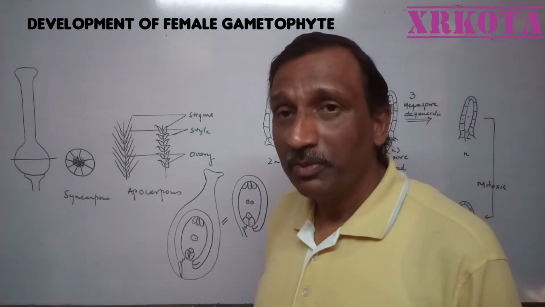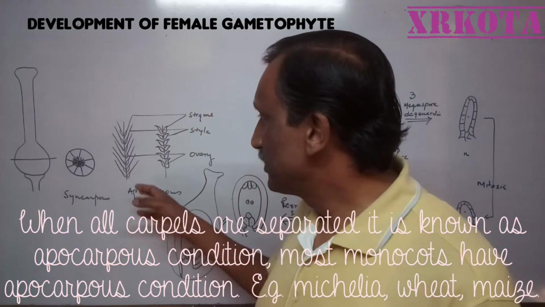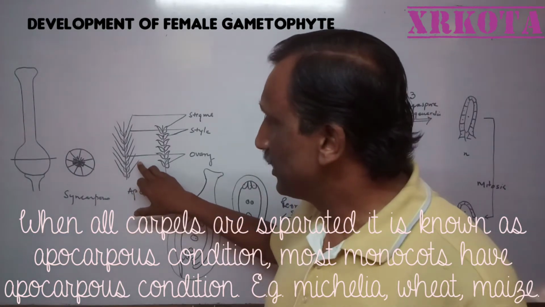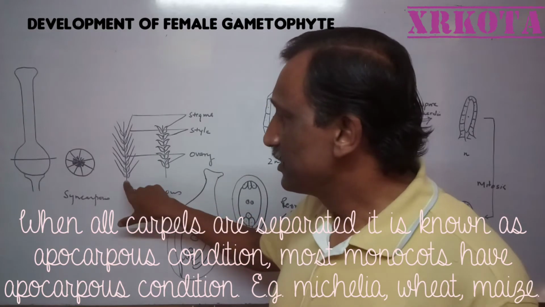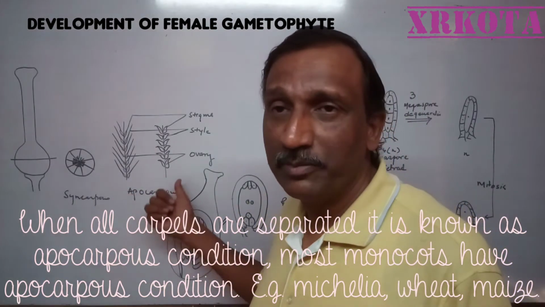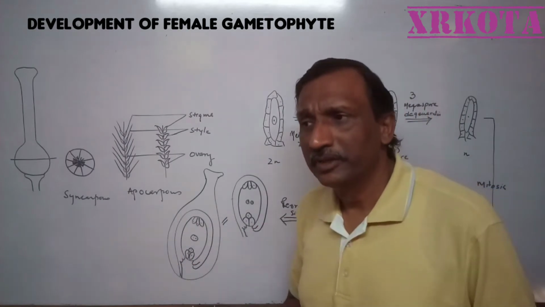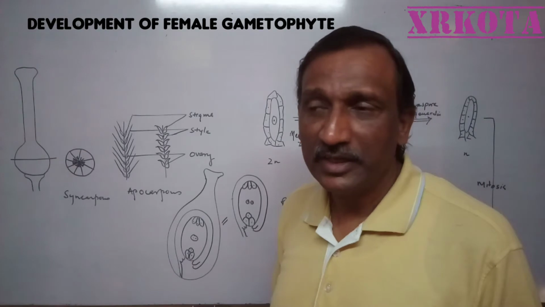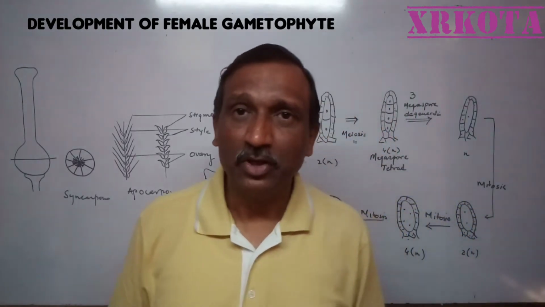Syncarpous may have more than one chamber, whereas in apocarpous, each pistil is separate and individual, that is, the stigma, the style and the ovary. This is the example of wheat, and this is the example of Michelia, which is given in your book. Most of the monocotyledon plants are apocarpous, whereas syncarpous may be present in dicots, but not all.